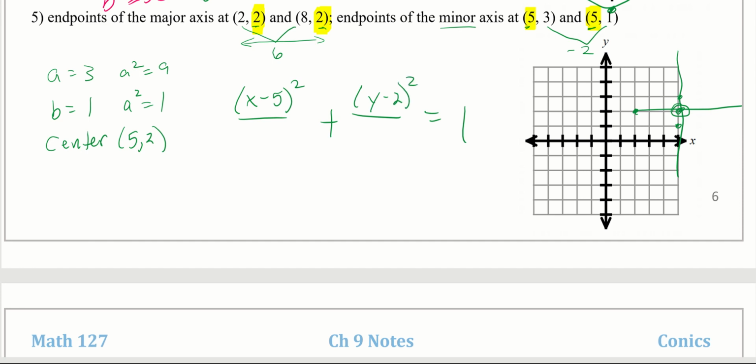Now I just put the a squared and the b squared values, which I called a over here. I think I'm a little bit losing my mind today. So the a squared, again, is in that major axis, so that's going to be 9, in the x direction, and your minor is going to be in the y direction, so that's going to be 1 right there.